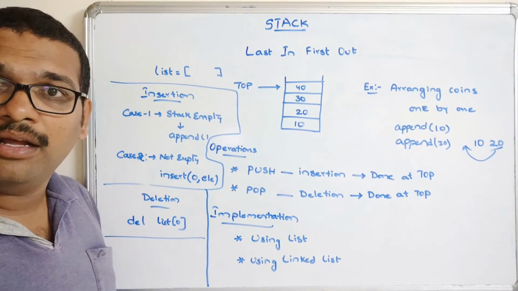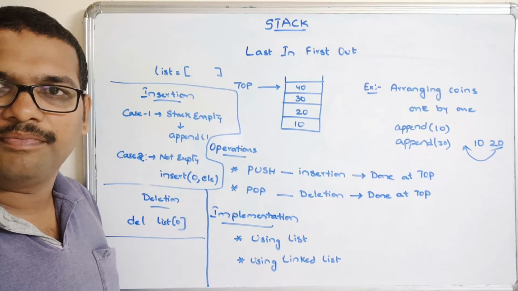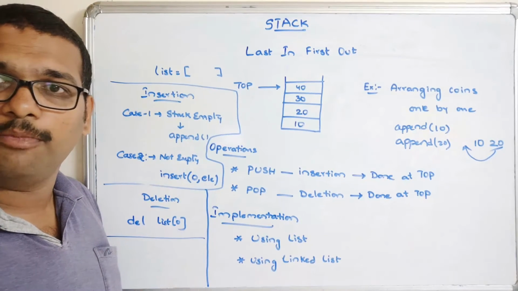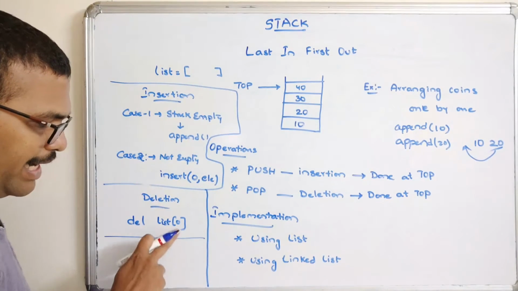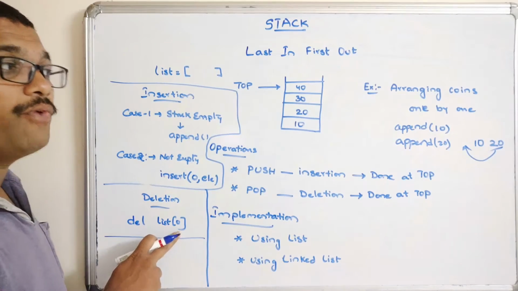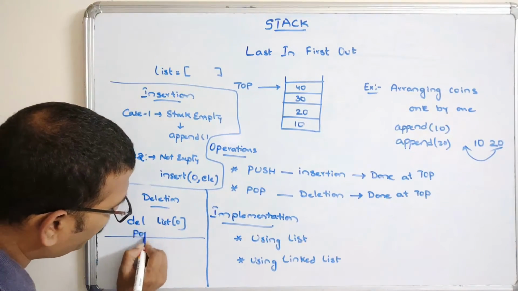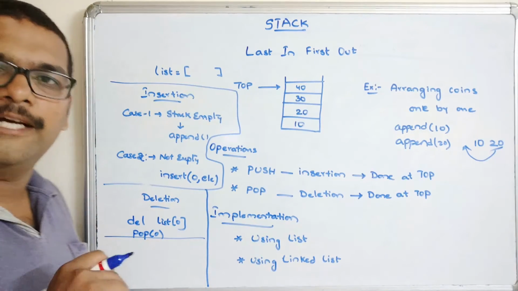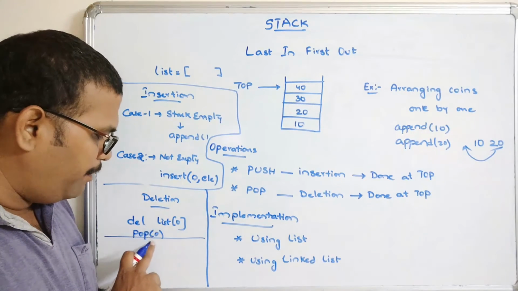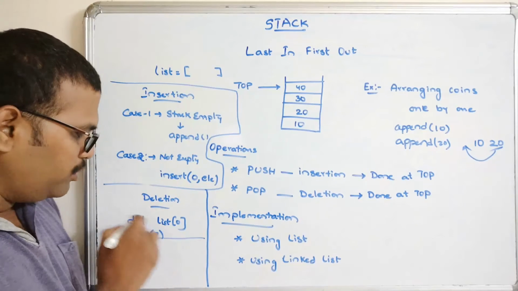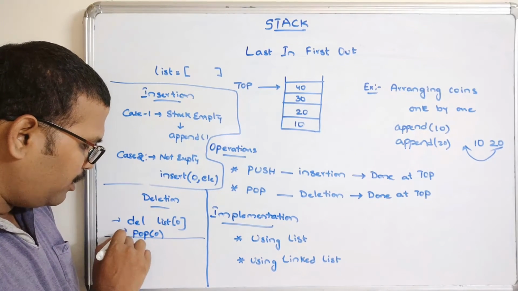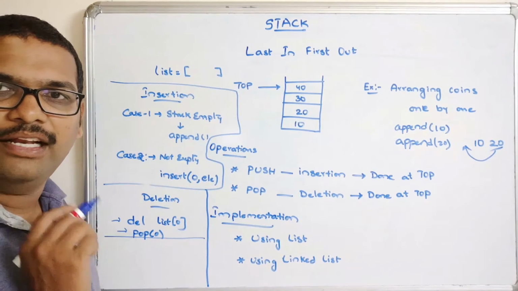We are deleting by using the del function. If you know the element, you can use a remove function. If you know the index, you can remove by index. If you want to delete the end, you can go with the pop, or you can also use pop of 0, which will remove the element available at index 0. So you can use either del function or pop function in the deletion operation.